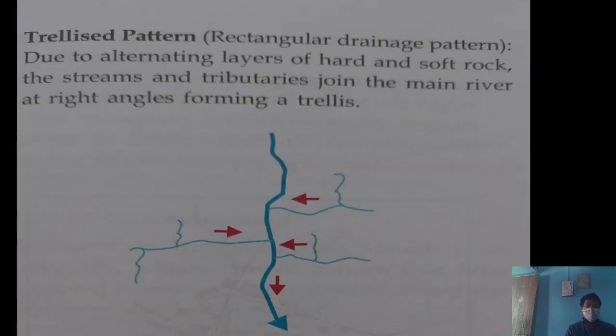So dear students, now the trellised pattern. When tributaries meet the main course of a river at almost 90 degrees, this is the trellised pattern. It is also called the rectangular drainage pattern. When there are alternating layers of hard and soft rocks, the stream tributaries join the main course of the river at right angles, like the Narmada river in India, which is a trellised pattern.